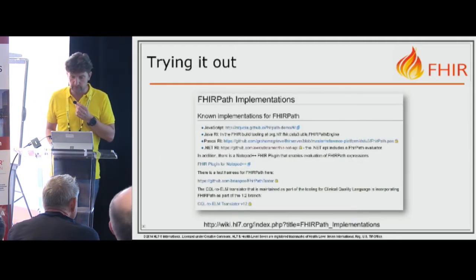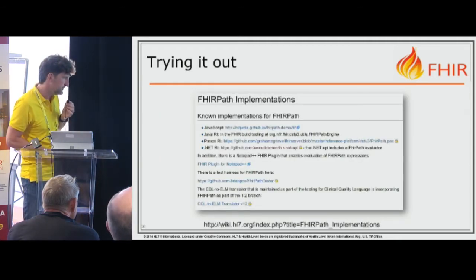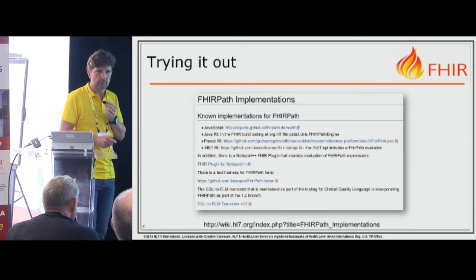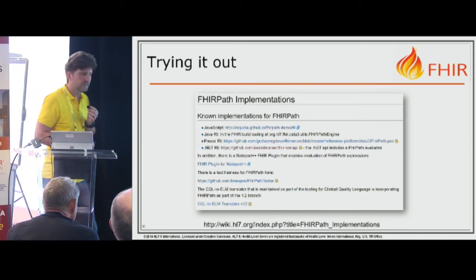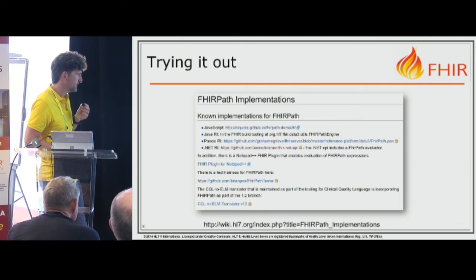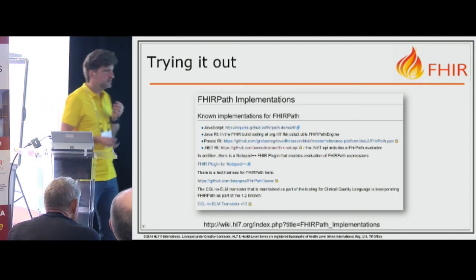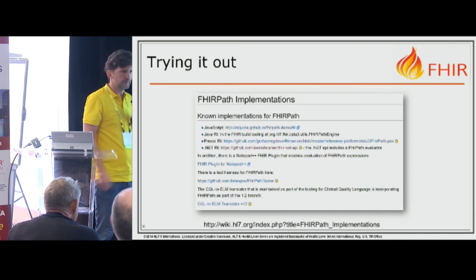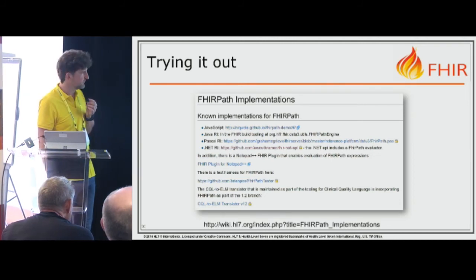So finally, if you want to try it out, I promise you this page. This is the URL here. You will get the slides. wiki.hl7.org, FHIRPath implementations. And I'm pretty sure if you Google just this, you'll get this page as well. You'll see a few executables and libraries that you could download to play with FHIRPath, especially I think the Notepad++ plugin or the FHIRPath tester here. You could just paste in an instance in JSON or XML, type a FHIRPath statement, and see what it returns, which is very, very useful.